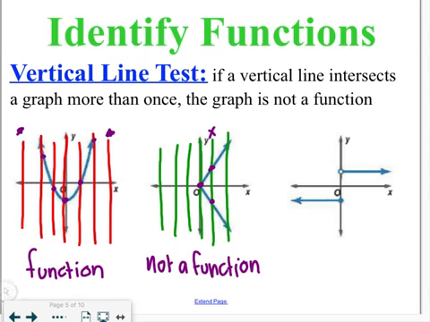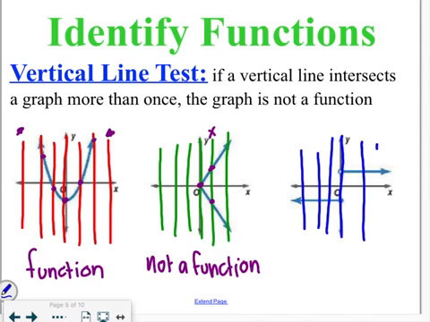The last one is a little bit tricky. If I draw in my vertical lines, it looks like this fourth line gets hit twice. But the one catch on this is if you notice that top circle is an open circle.